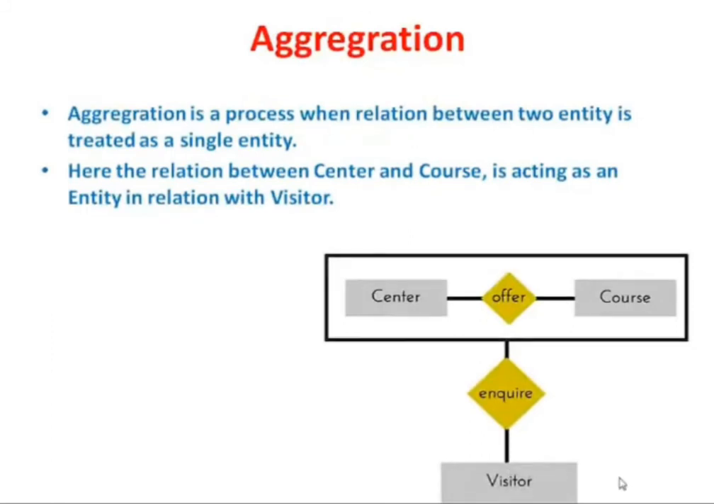For example, a visitor visits the college. He wants to know what the course is and where the center associated with it is. So the visitor inquires about the offer regarding the course or regarding the center. This formation is called aggregation. It is a process when a relation between two entities is treated as a single entity. Here the relation between center and course is acting as an entity. This is an entity in relation with the visitor. So this is called aggregation.